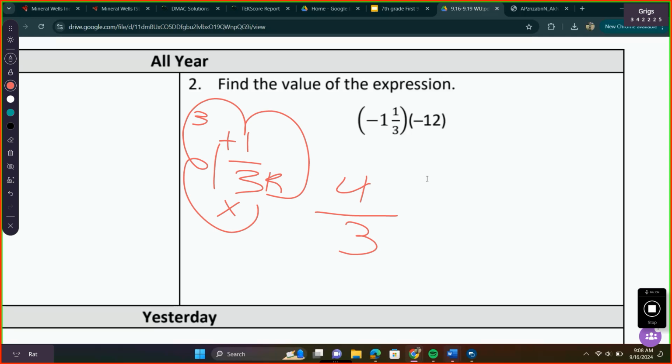Now, I can multiply that by 12. Who knows how to take a whole number and make it into a fraction? You just put it over what? Nope.